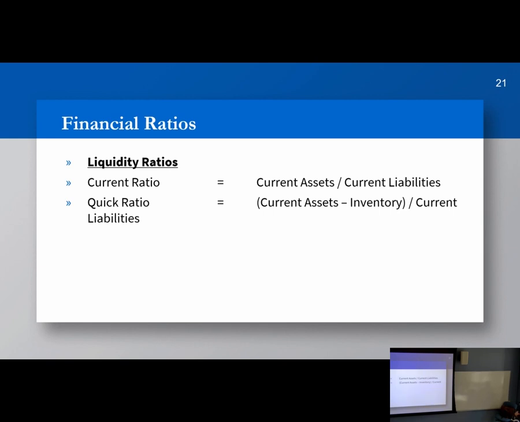And the quick ratio is just a more liquid version of the current ratio. Inventory is usually one of the less liquid components of current assets. So net of inventory, what is our ability to pay off our current liabilities?